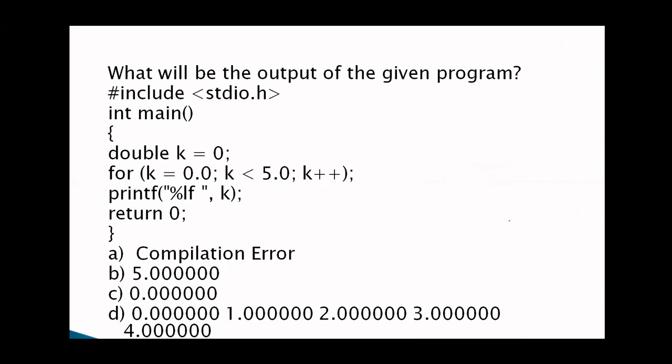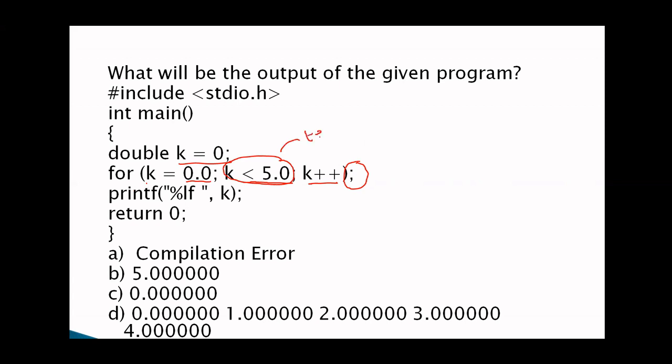Clear? Now, double k = 0; for(k = 0.0; k < 5.0; k++); Observe carefully. Here I am using a semicolon. What is the meaning? At the end of a for loop, if you are using a semicolon, we simply come out of the for loop after the terminating condition.